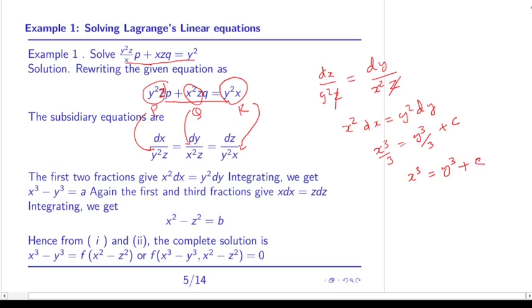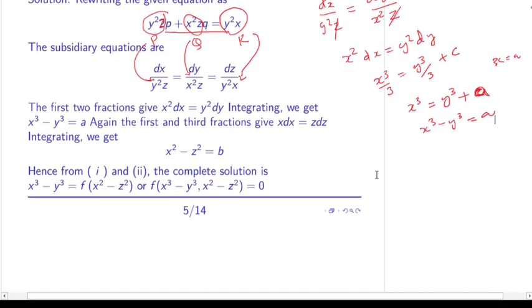Okay, you can put some constant as a, 3c equal to a. So x cube minus y cube equal to a. Fine. Now after this you can compare the other two.